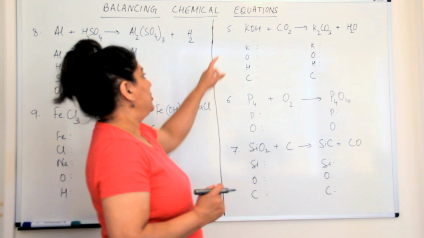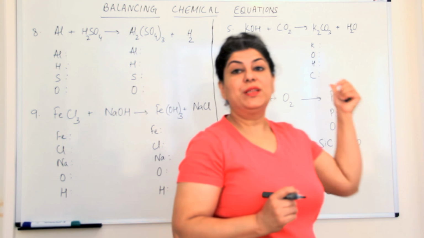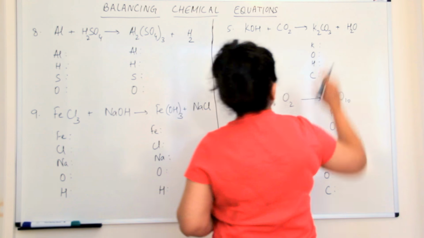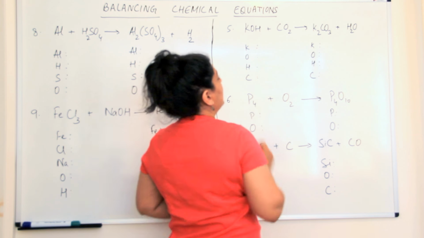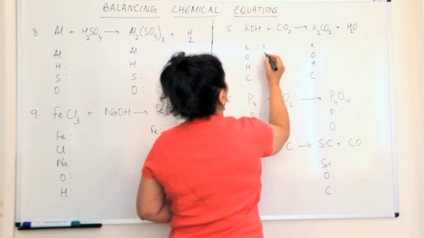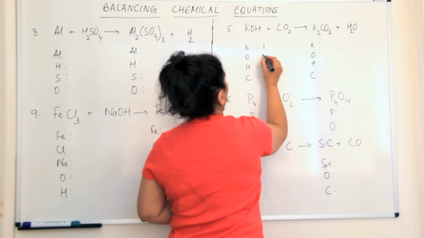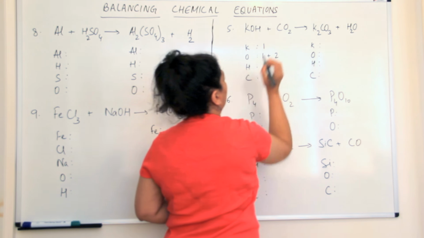On with balancing of chemical equations. Our next question is now, potassium hydroxide combines with carbon dioxide to give you potassium carbonate and water. How many potassiums are on this side? One potassium. How many oxygens? There's one in potassium hydroxide and two in carbon dioxide.